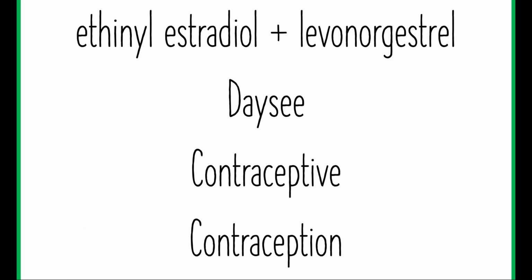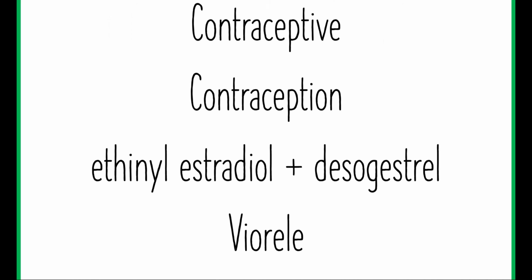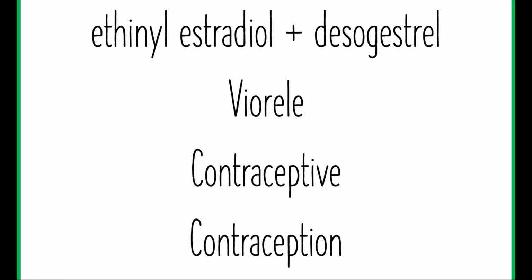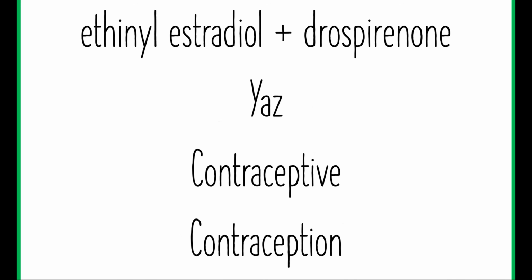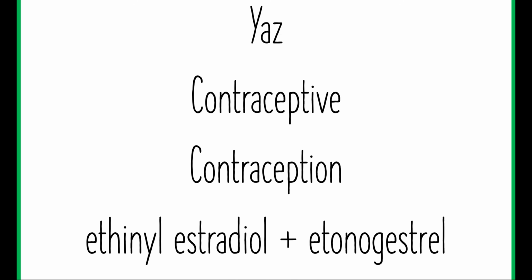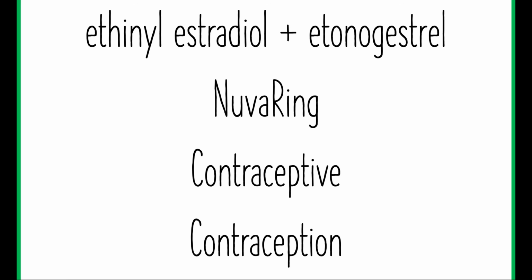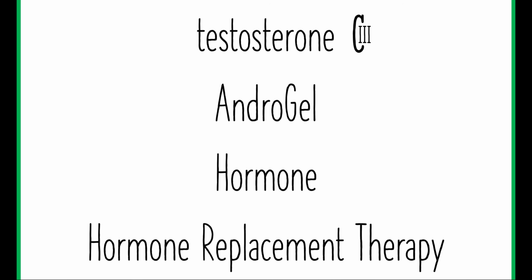Ethinyl estradiol with levonorgestrel or Daisy is a contraceptive for contraception. Ethinyl estradiol with desogestrel or Viorele is a contraceptive for contraception. Ethinyl estradiol with drospirenone or Yaz is a contraceptive for contraception. Ethinyl estradiol with etonogestrel or NuvaRing is a contraceptive for contraception. Testosterone or AndroGel is a hormone for HRT.